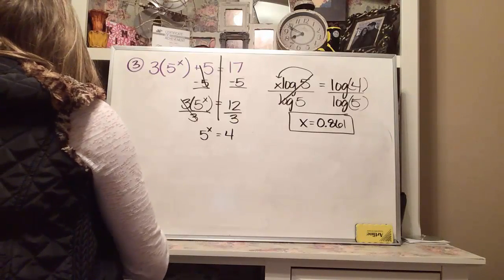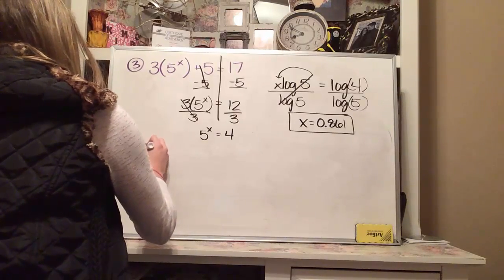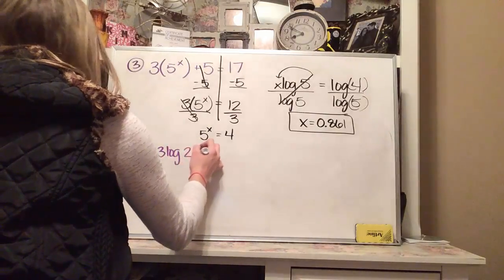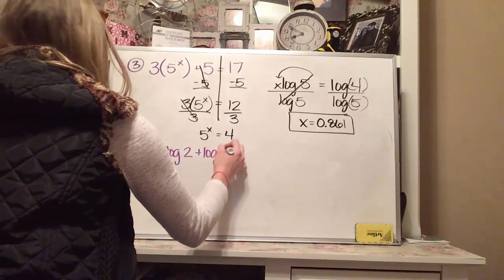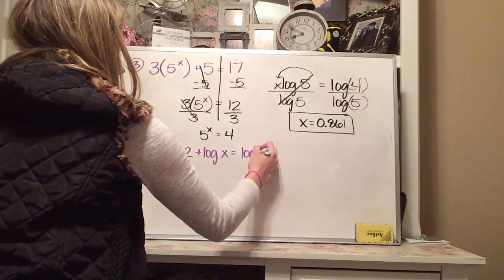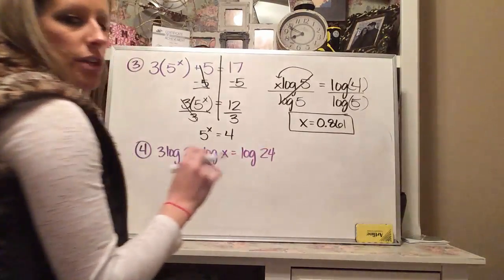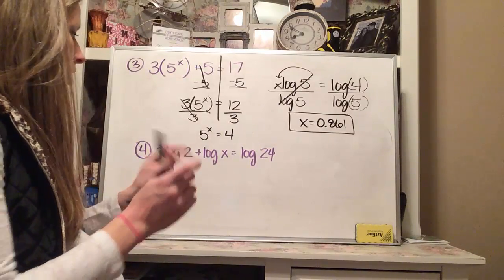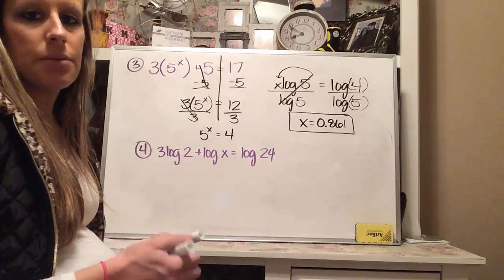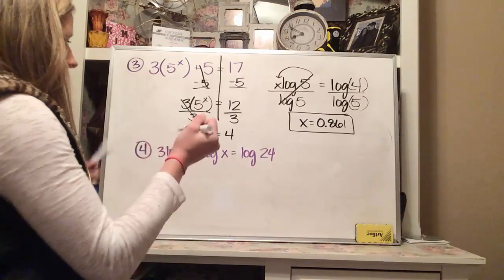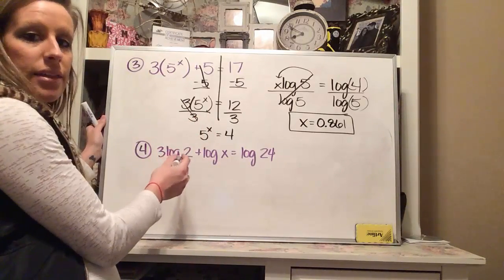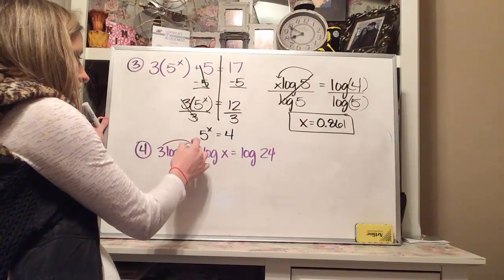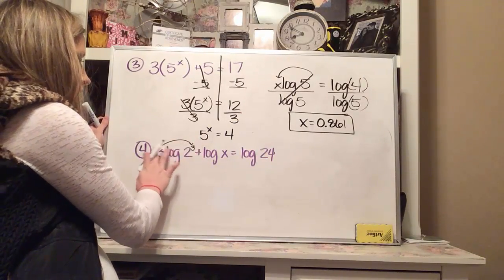So I'm going to do number 4 next. We have 3 log of 2 plus log of x equals log of 24. So all of my terms are logs. What I'm going to do is get the same log on both sides and then set them equal to each other. So that 3 at the beginning of this first log, I'm going to change that to an exponent here. So it'd be 2 cubed.